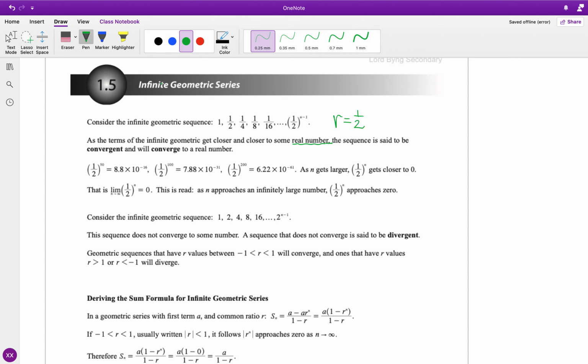Right, it is 1.5, infinite geometric series. Oh, sorry, I got some drawing here. Let's get rid of this.